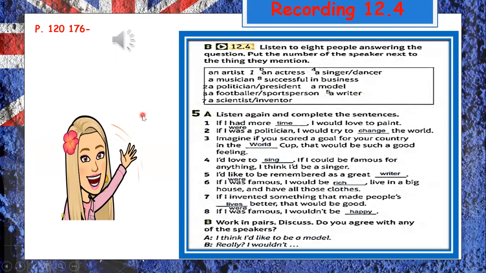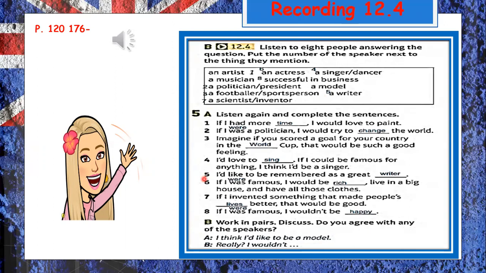4. I'd love to sing. If I could be famous for anything, I think I'd be a singer or a dancer. I'd love to be a famous dancer. I'm terrible at both of those things. I can't sing or dance. I guess that's why we have dreams, isn't it?